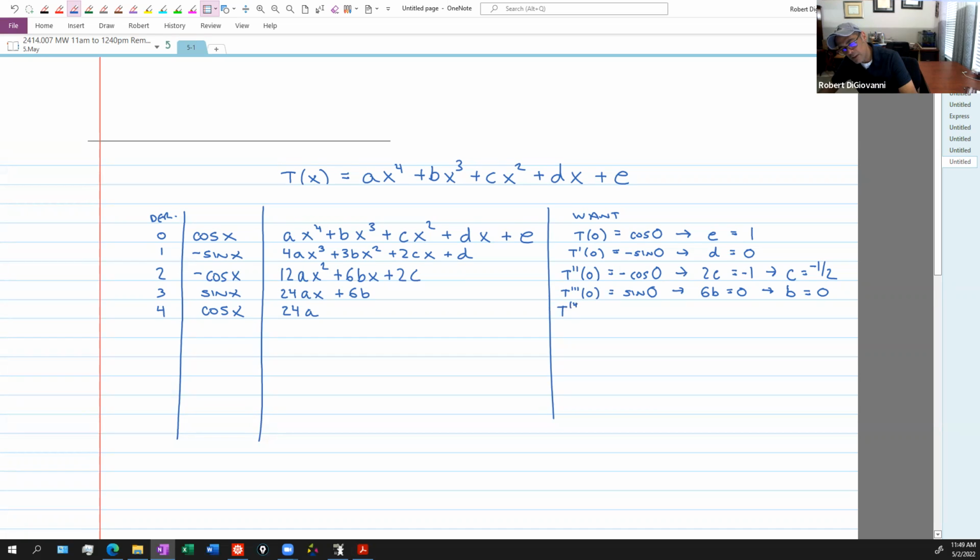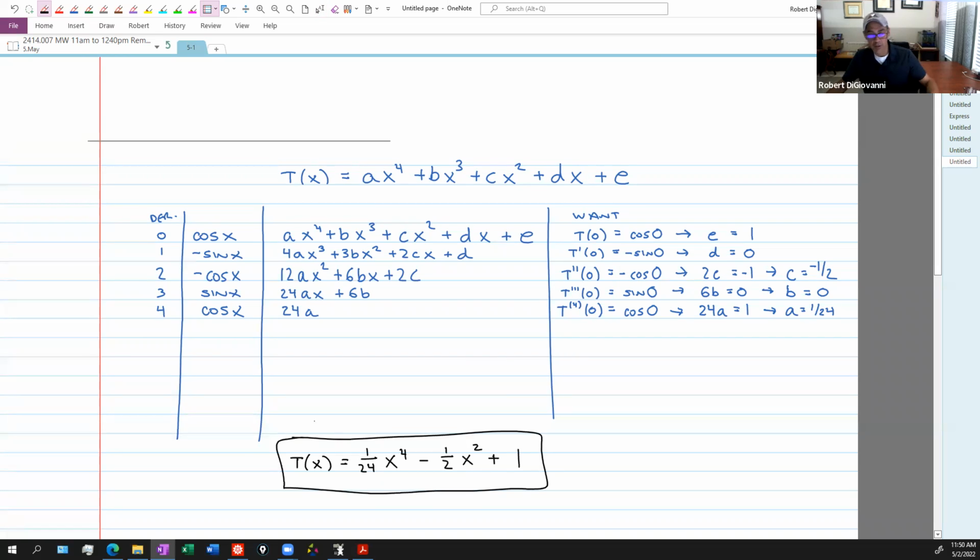So I stop using the primes and I start using numbers now for derivatives. And I want that to be equal to cosine of zero, which means that 24a has to be one, which means a is 1/24. There we go. So our polynomial should look like this: 1/24 x to the fourth. There's no x cubed term, because it's zero for b. Then I have minus 1/2 x squared. There's no x term because d is zero. And then I have plus one, which is our e.